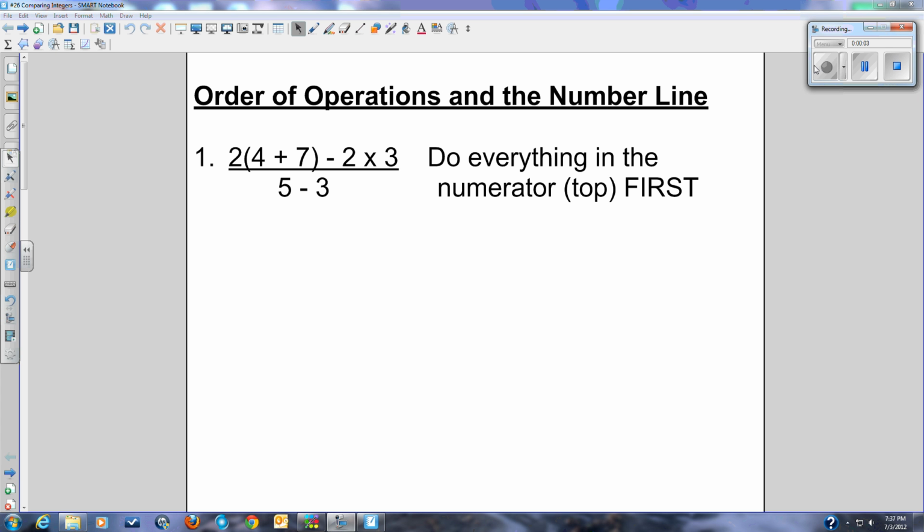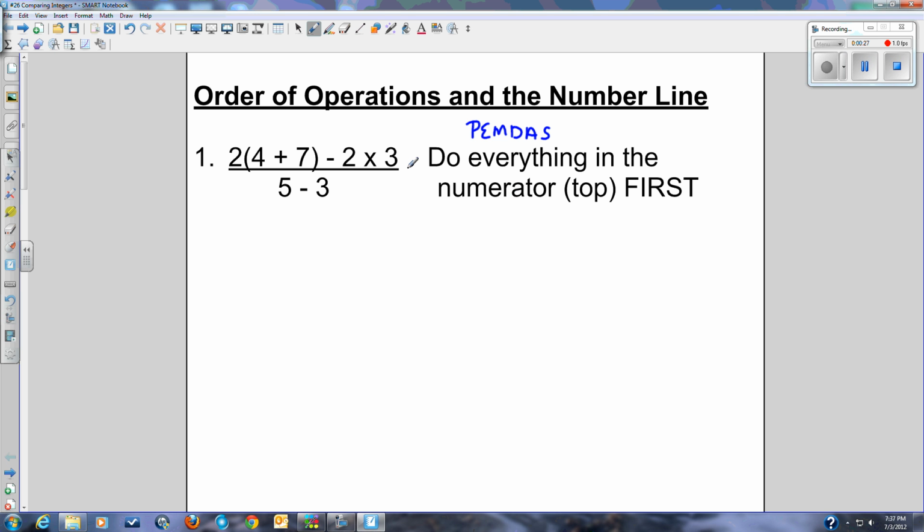Today we're going to talk about comparing integers, and also we're going to do a little bit of review on order of operations. So let's start with this particular problem. You probably will recall that the order of operations uses the phrase PEMDAS: parentheses, exponents, multiplication, division, addition, and subtraction.